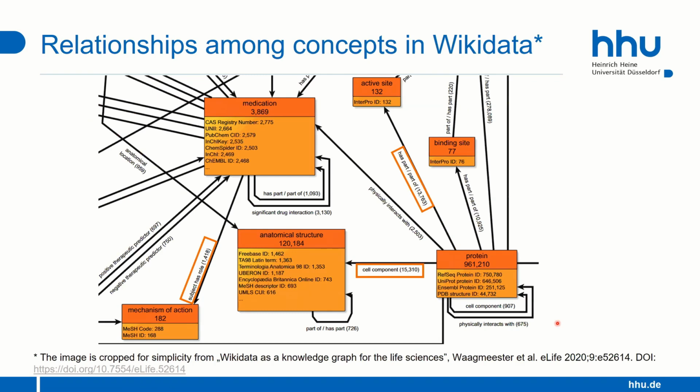Obviously, it's not needed, like carrying coals to Newcastle, but I wanted to say where the value of providing and handling data that way comes from. That is, if you are able to associate concepts or provide relationships between concepts, as for example shown here in Wikidata for a small part that relates around proteins, medications, active sites, binding sites, mechanisms of actions, and so on.